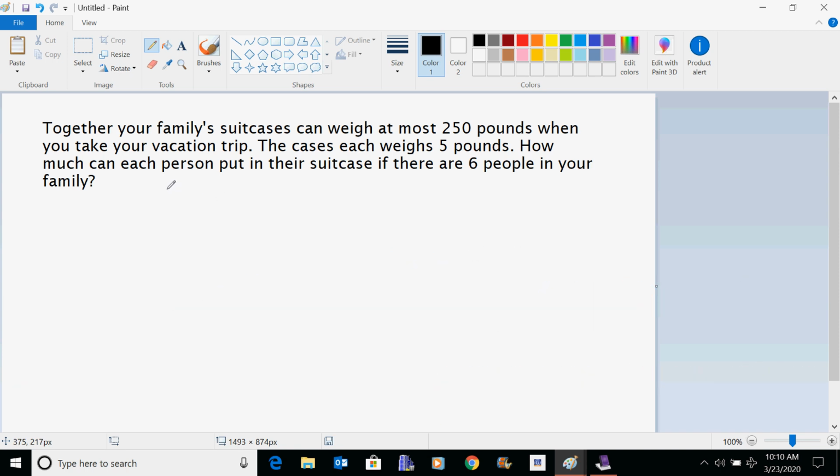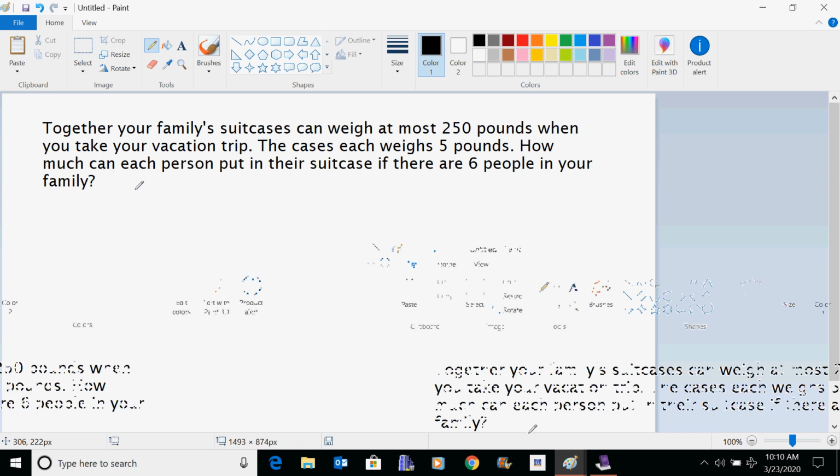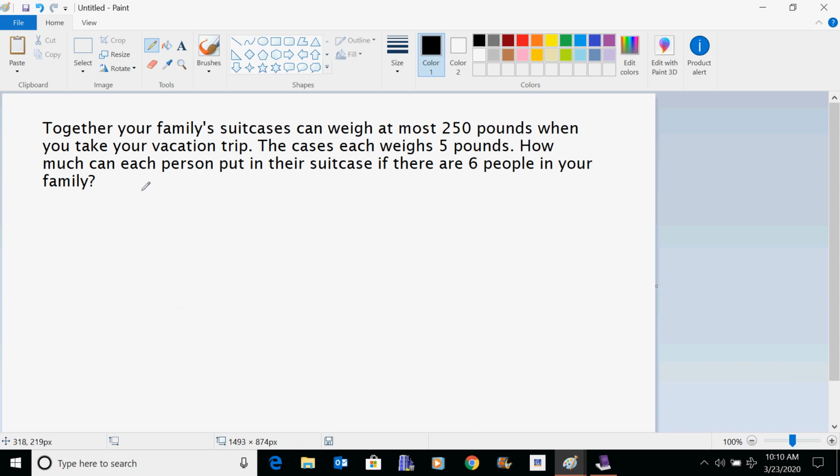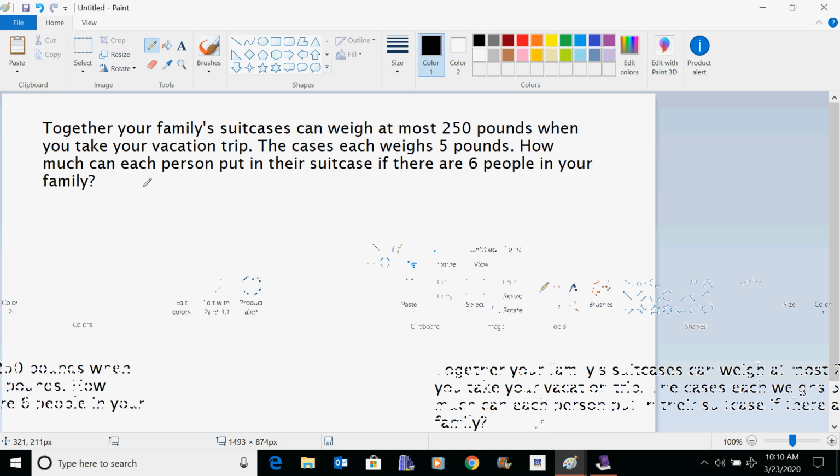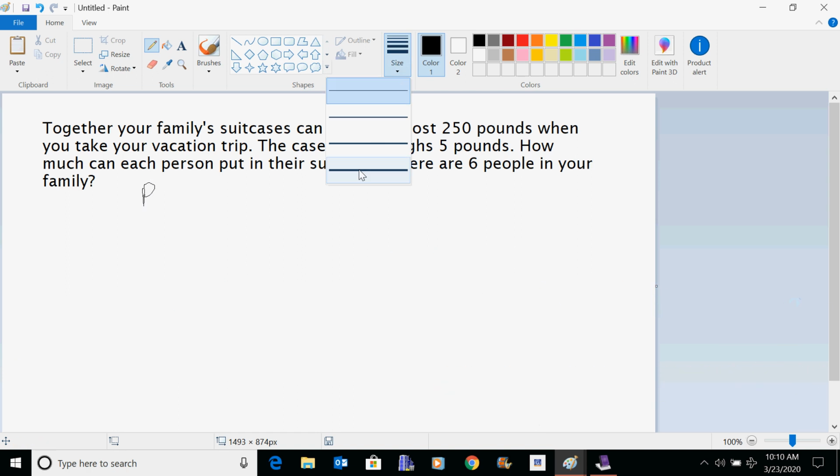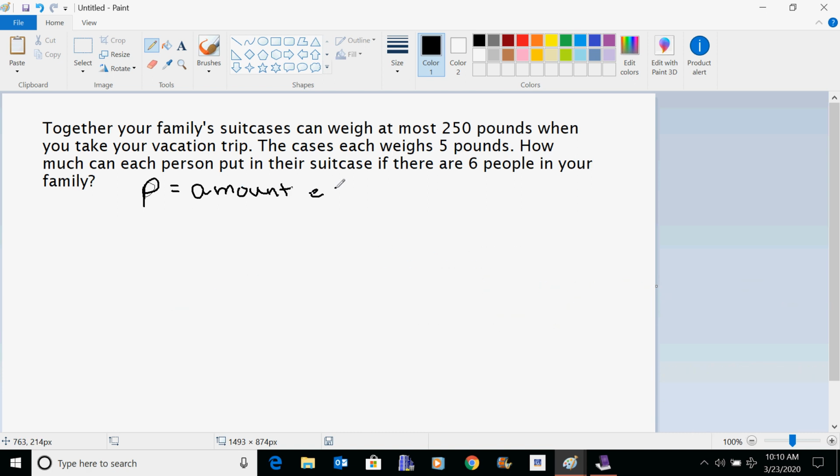I'm going to pick a variable so that we have something to work with. We're going to say that P equals the amount, in pounds, that each person can put in.